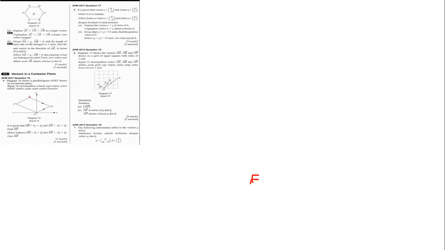So next, I think question 4. Diagram 16 shows a parallelogram ODEF drawn on the Cartesian plane. So you can see this is a parallelogram. Given that OD is equivalent to 3i plus 2j, so I list up all of the information, DE is equivalent to negative 5i plus 3j. And we are required to find DF.